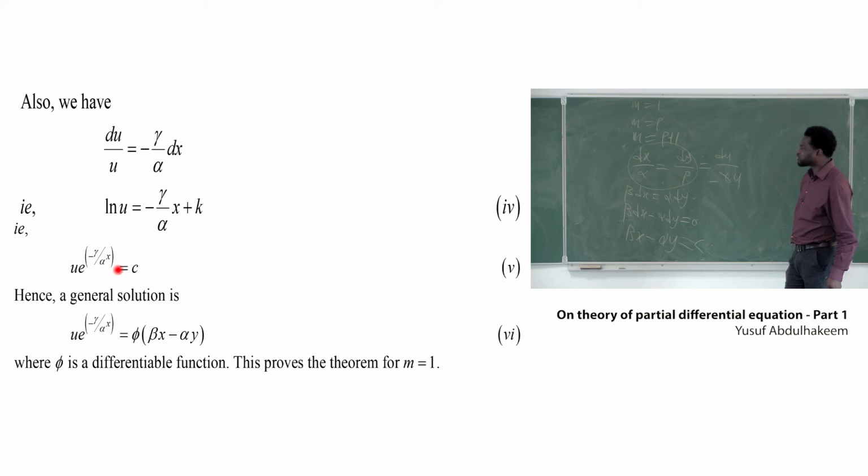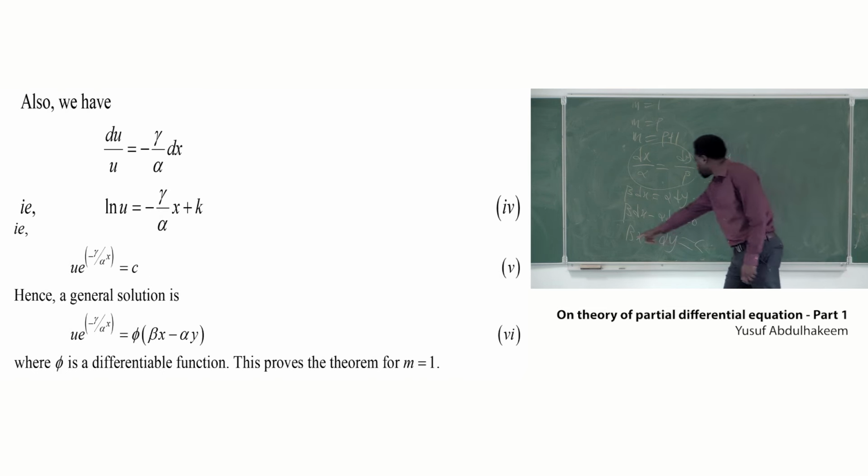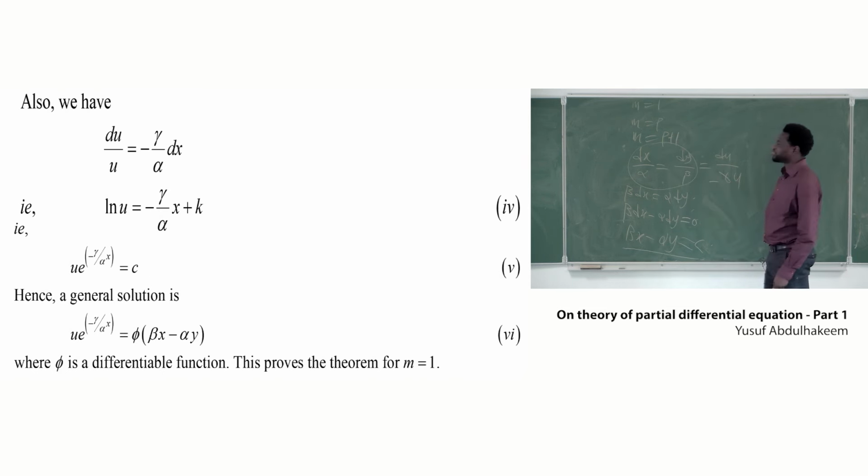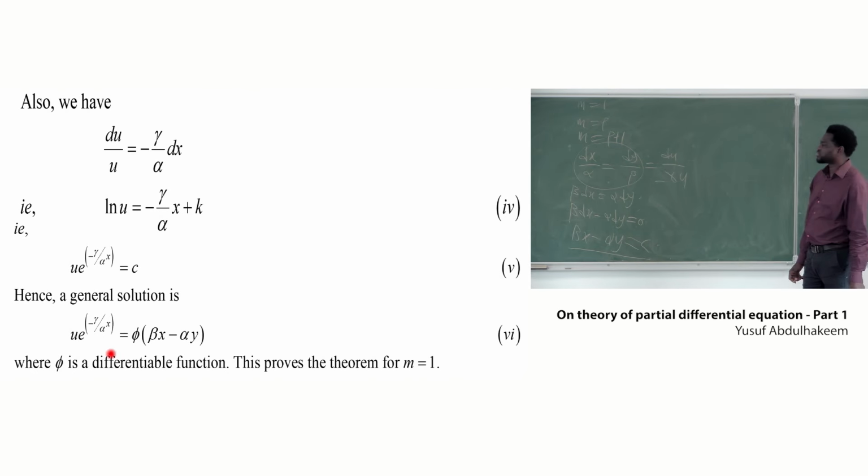And then already we know that what? Our c is equal to what we have here. So we just bring it in. We just bring in our c, and that will just give us this equation, where phi here is a differentiable function, and this proves the theorem for when m is equal to 1.